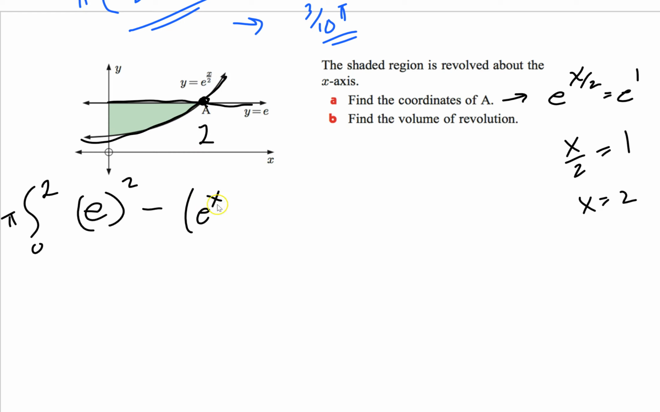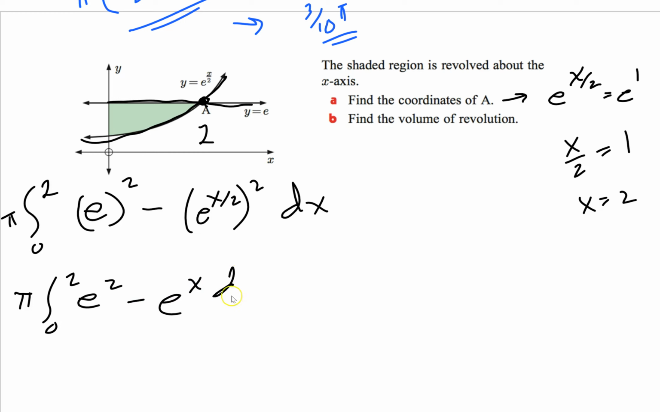So e to the x over 2 squared dx. To simplify before we actually take the integral, it'll be pi, 0 to 2, of e squared minus e to the x dx. Now we can integrate this. Again, e squared is just a constant. There's no x there, so all you have to do is add an x there.